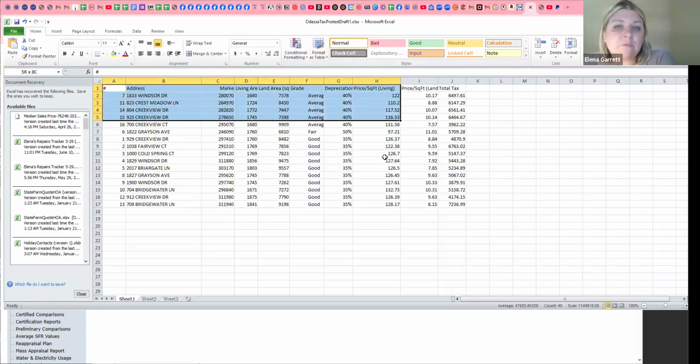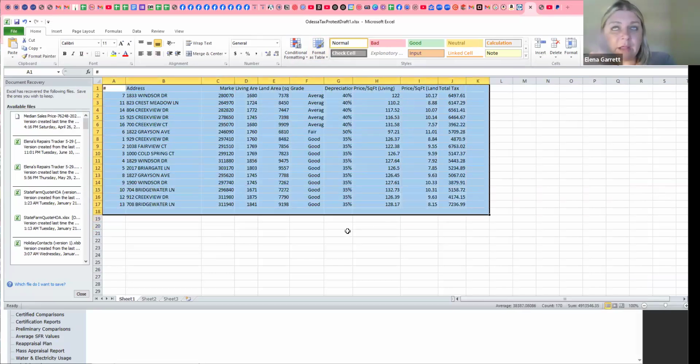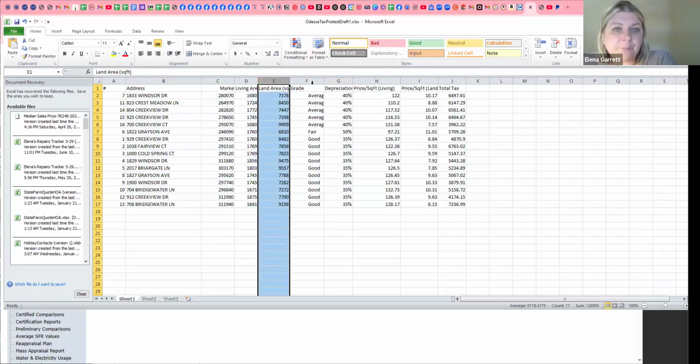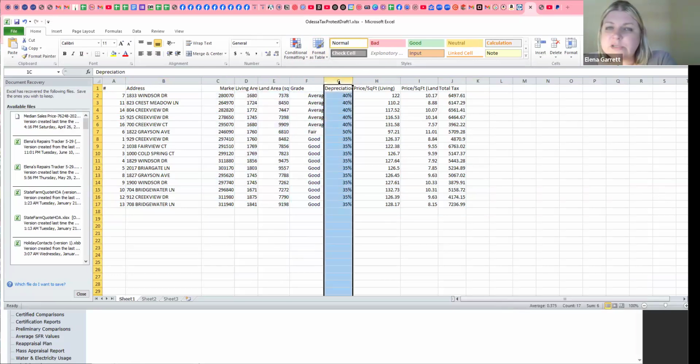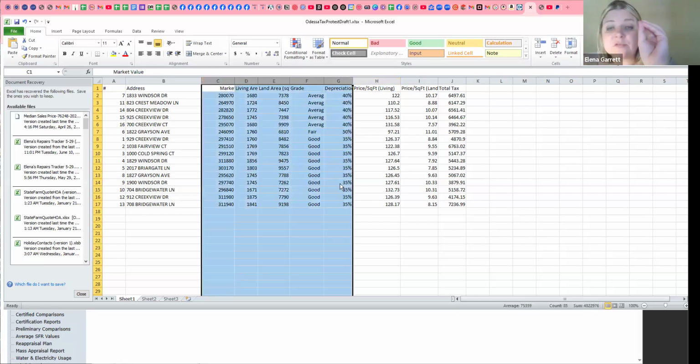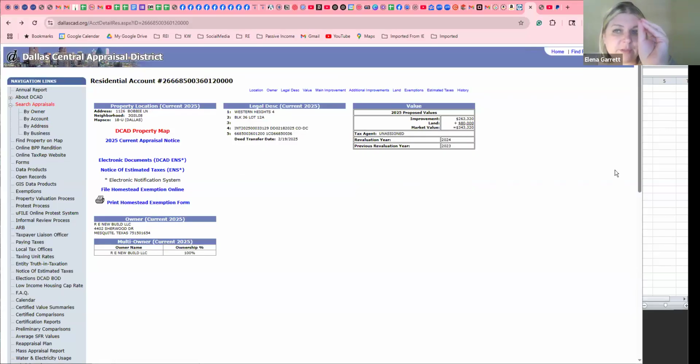I already recorded some of the properties that were similar to mine, and I recorded their market valuation, living area, land area, their grade. Depreciation, I really don't know how depreciation is calculated. It's very hard for me to understand what role it plays. But nevertheless, I recorded and then I did my calculation. So this data right here came straight from the information on the Appraisal District website.